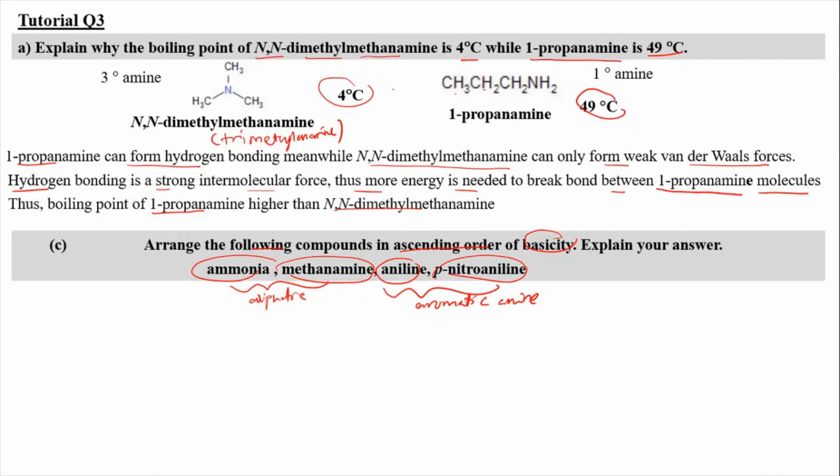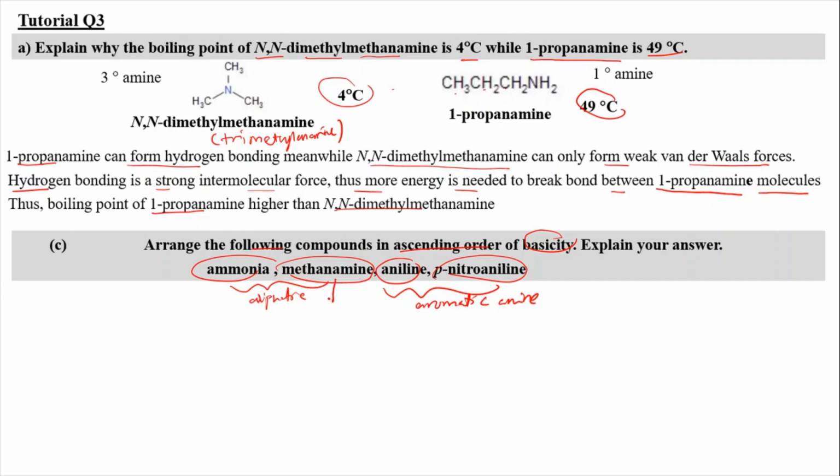Okay, so aliphatic means it has a zigzag or straight chain. Aromatic means it has a benzene ring. So the aliphatic amine will have higher basicity than the aromatic, because in the aromatic the electrons are delocalized inside the benzene ring. However, aliphatic will have more electron density on the nitrogen.